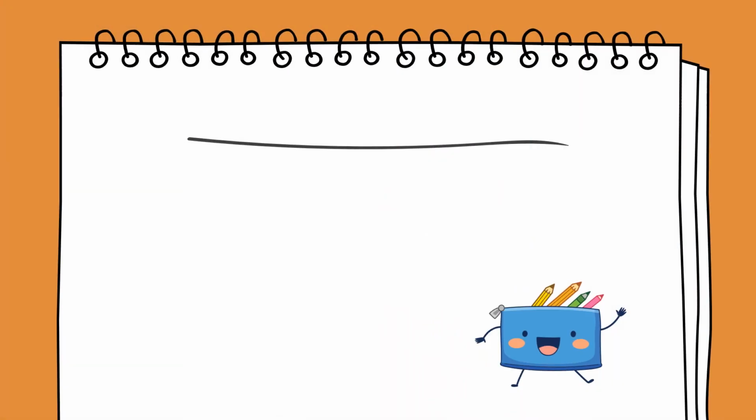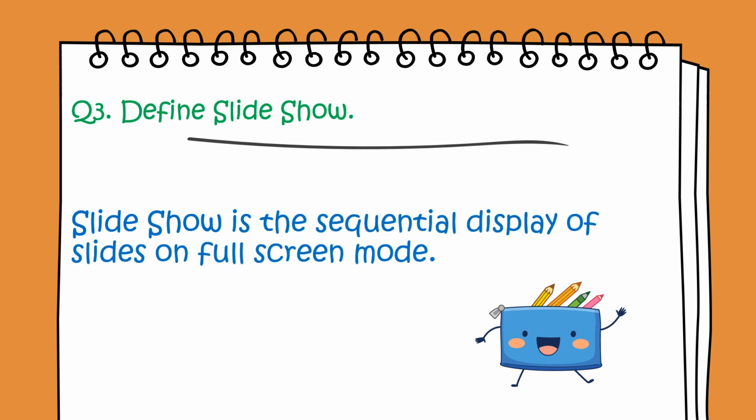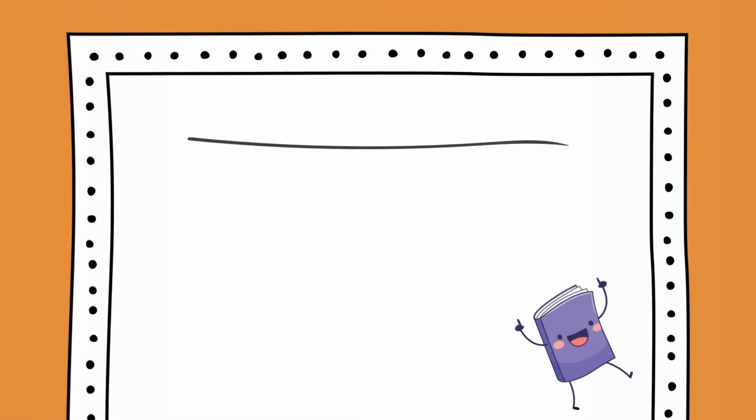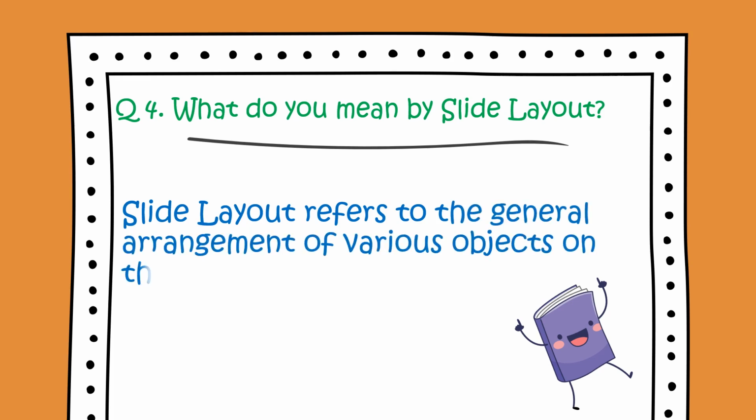Now let's quickly give the answer of define slideshow. This we had learned in the fill in the blanks also. What is slideshow? It is a sequential display of slides on full screen mode. Yes, slideshow is the sequential display of slides on full screen mode. What do you mean by slide layout? Slide layout means the general arrangement of objects on a slide. How we arrange the various objects on a slide is called slide layout.